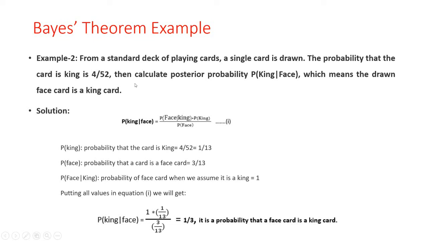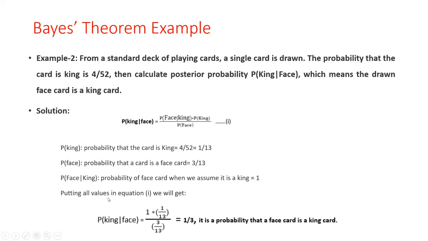So the probability of king is the probability that the card is a king, that means 4 by 52, that means 1 divided by 13. The probability of face is what? The probability that the card is a face card, that means 3 divided by 13. Then the probability of face given king, the probability of a face card when we assume it is a king, is equal to 1.